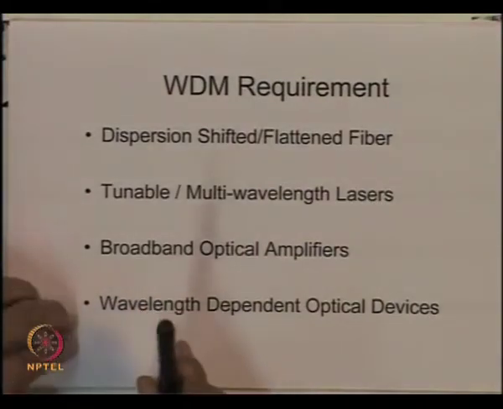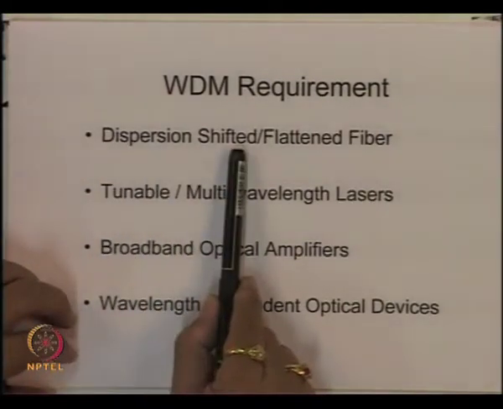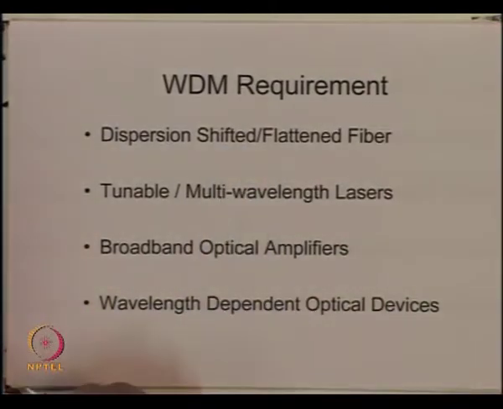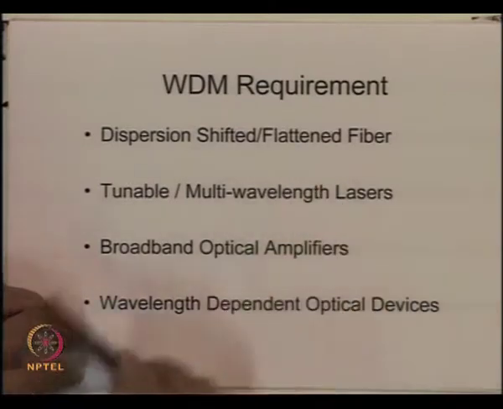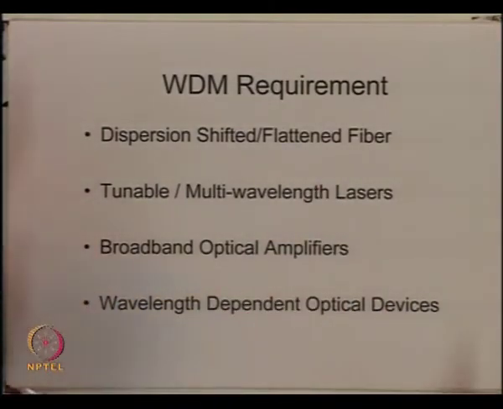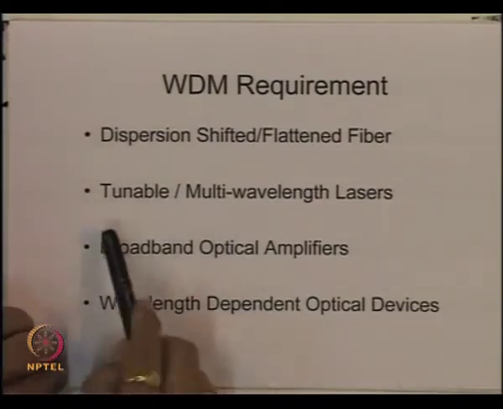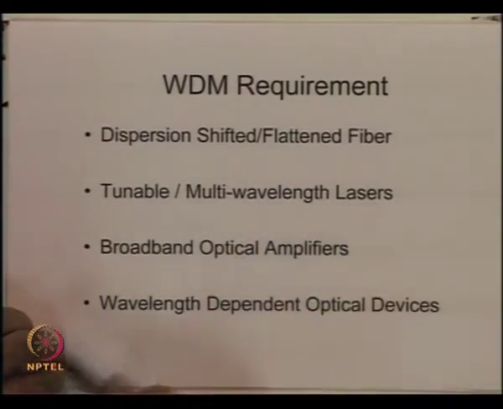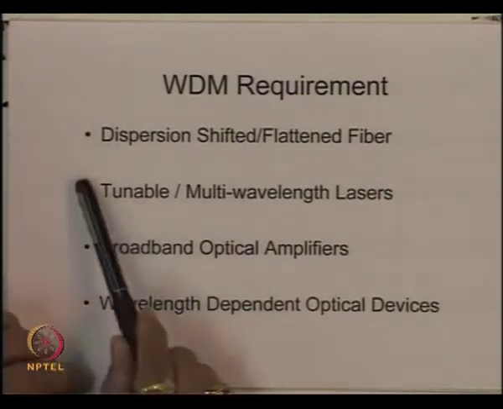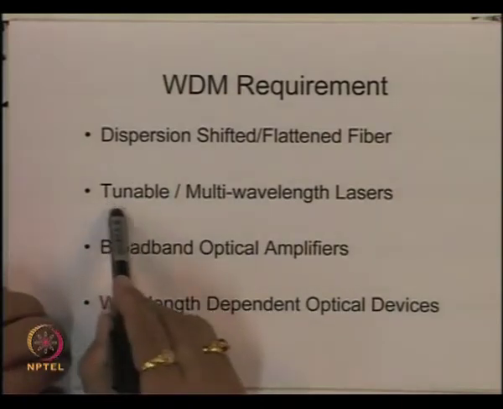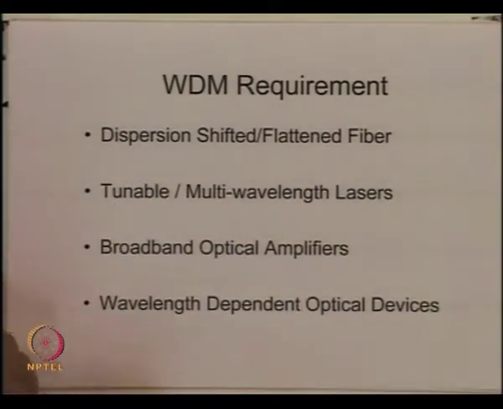So we require now as a backbone for the WDM system a dispersion shifted fiber for 1550 nanometer use, or a dispersion flattened fiber which can give you a very low dispersion over a very wide optical bandwidth. We will also require tunable or multi-wavelength lasers. Also switchable lasers, because we can switch the information from one channel to another channel, and today's technology gives all this. But this is one of the important components which will be required for WDM systems.